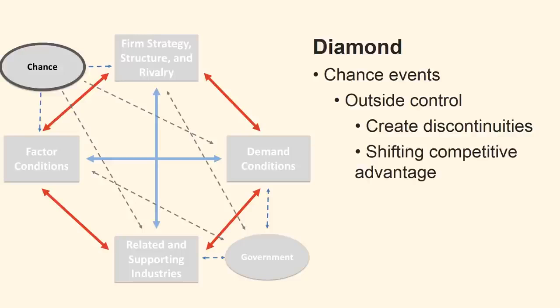Chance has played an important role in shifting competitive advantage in many industries. A shift that changed competitive advantage was the oil shock in the 1970s. The oil shock ultimately helped upgrade Japanese industry because Japan was especially vulnerable to energy costs and took aggressive steps towards energy conservation.